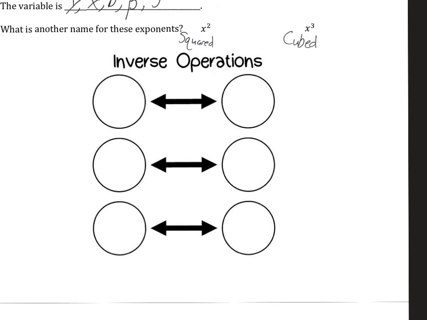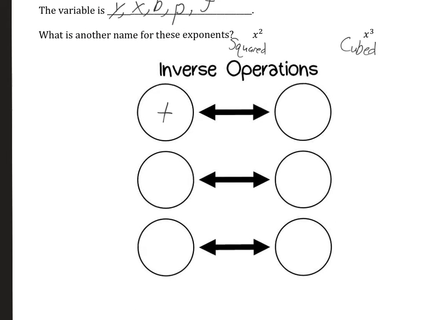Now, inverse operations. So what does inverse mean? It means that they undo each other, or they are the opposite of each other. So what if I had a plus sign right here? I'm just going to write off on the side what the symbol is. So it is addition. So I'm adding two things together. What would undo addition? Well, I think that it is subtraction. So I'm going to put a minus sign. And on the side, I'm going to write subtraction.